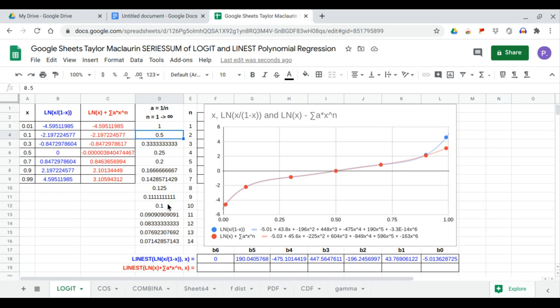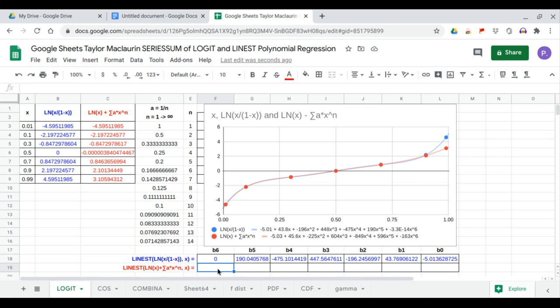So the value starts from there. There's a match up to this portion, and then the error begins at points 0.3, 0.5, and 0.7. So there's a split end on this further on as x approaches 1.